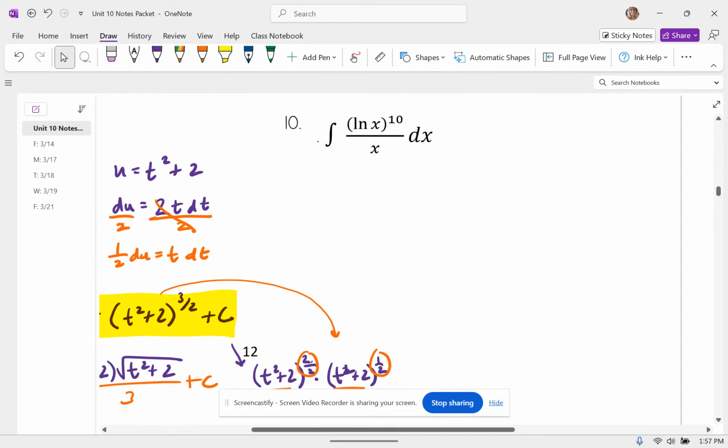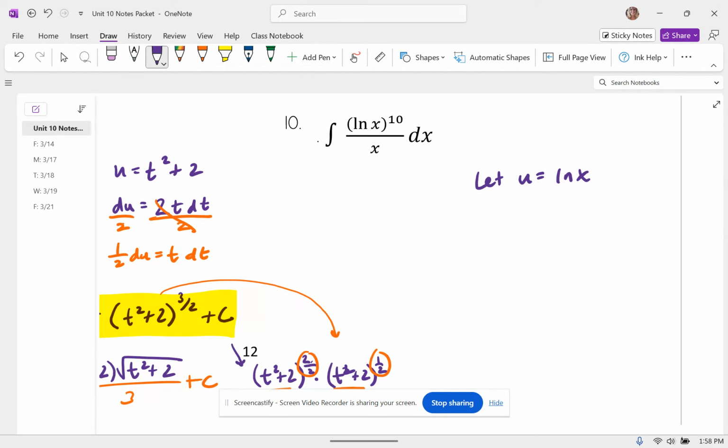I'm going to show you how to do number 10 because it's a little sneaky, but when you see it, you're like, all right, I'm good. The inner function to me is the ln of x. The reason I picked that as my inner function is that the derivative of the ln of x is 1 over x. That's what I mean by choosing u such that its derivative is present in the original integral. So I'm going to let u equal the ln of x. Du is 1 over x dx.